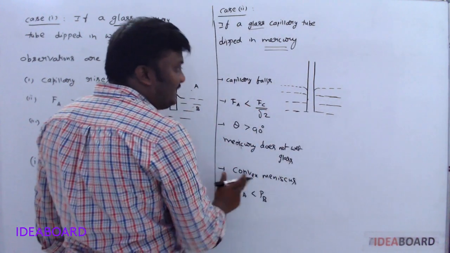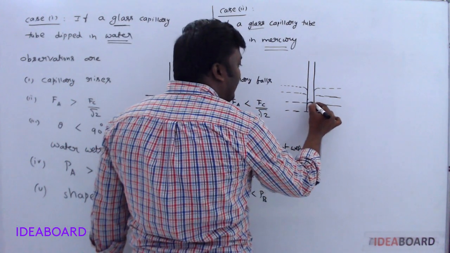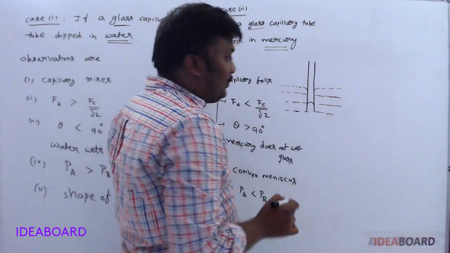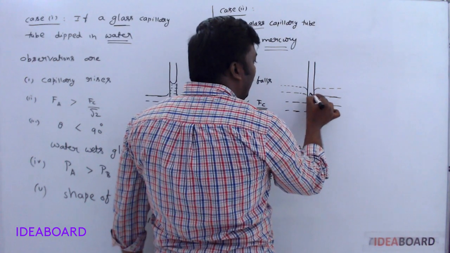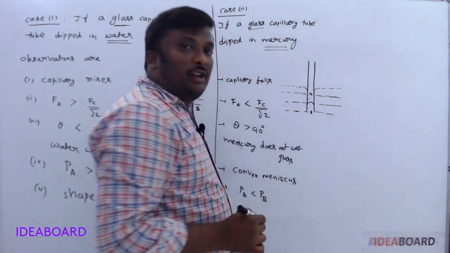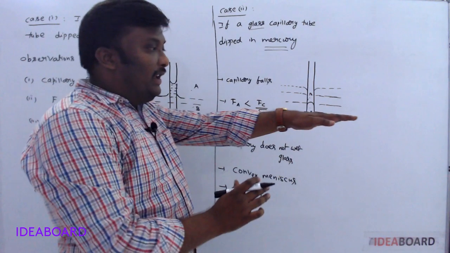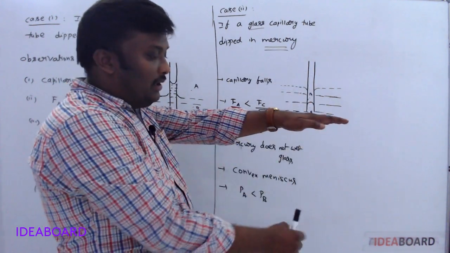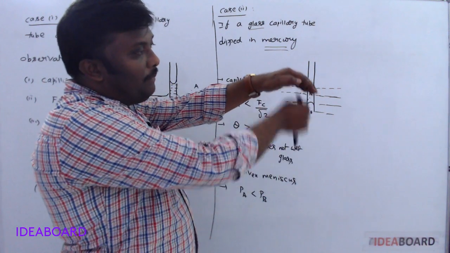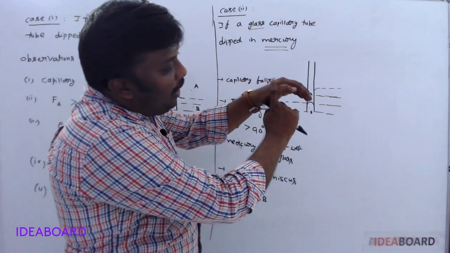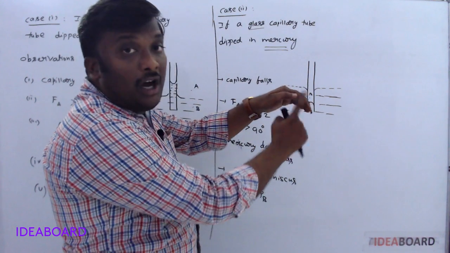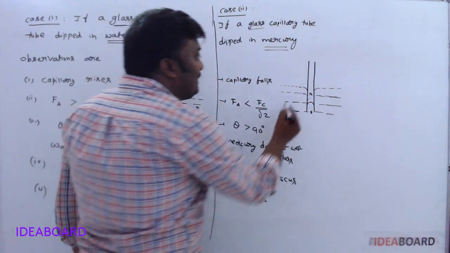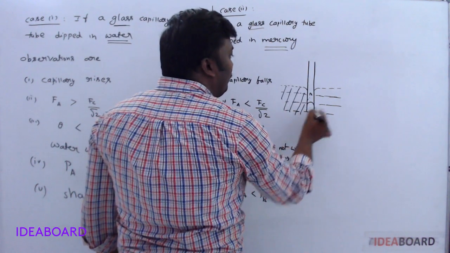What is the shape of the meniscus? They said convex. Convex means like this. This is the convex. So again you take one point here, A, and one point here, B. If the pressure at B, the bottom, is more than at A, so here pressure is more. More pressure indicates the shape of the meniscus becomes convex. This is convex, so like this will happen. So this is entirely mercury.